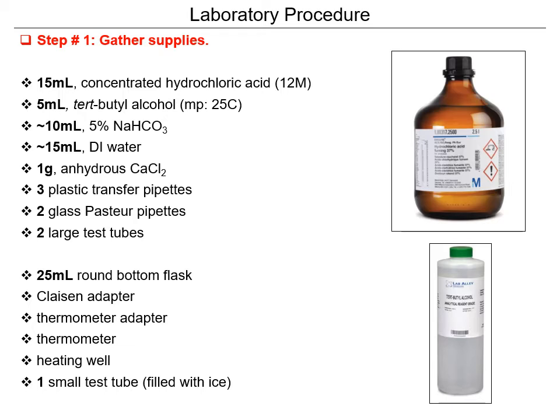There is a second half of this lab that involves the purification of our product. For that, you will need a 25 milliliter round bottom flask, Claisen adapter, thermometer, a heating well, and 1 small test tube.